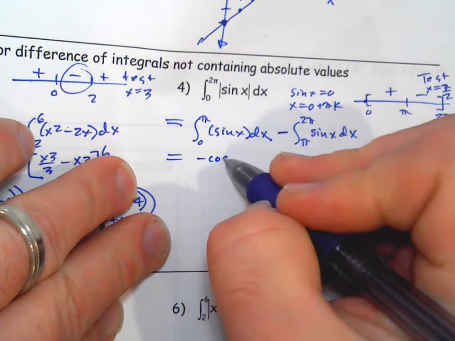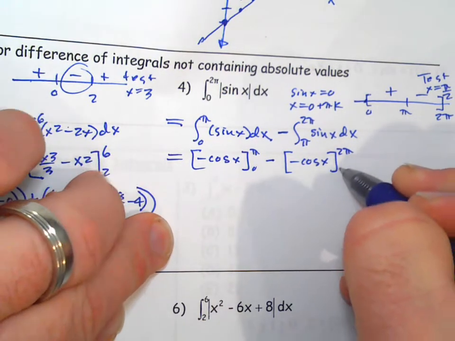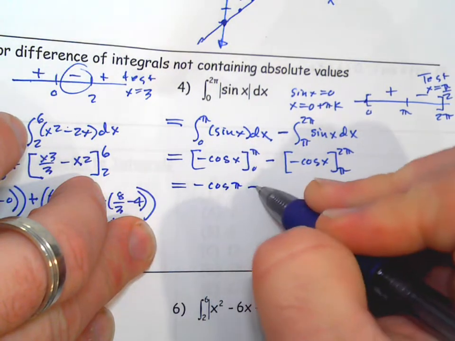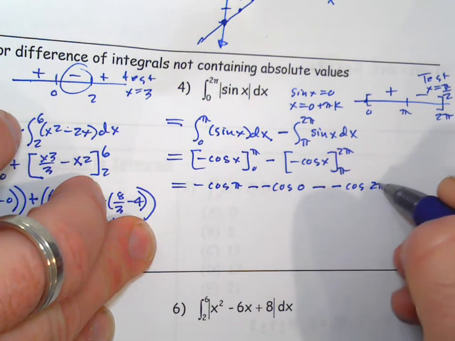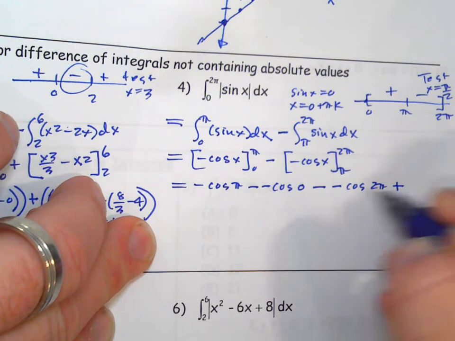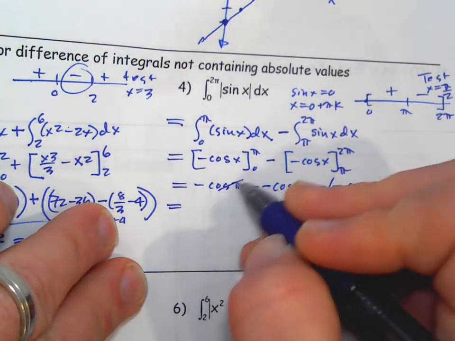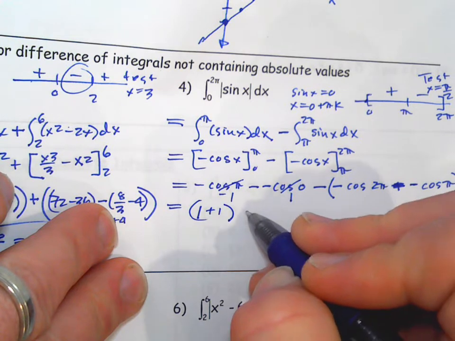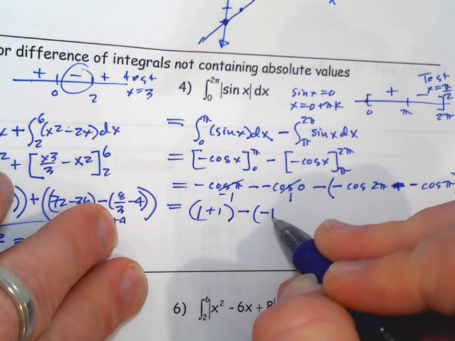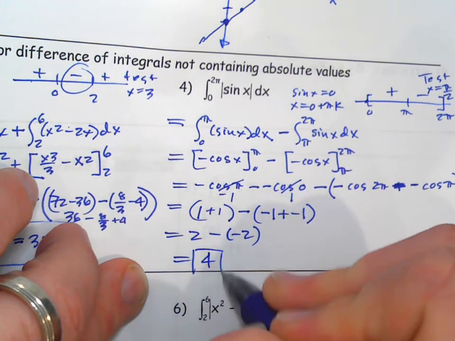So the antiderivative is giving me negative cosine. And the antiderivative here is going to be negative cosine. And so we get negative cosine pi minus negative cosine 0 minus negative cosine 2 pi. And then this is going to end up being plus. You could wait to do this. Say this is going to be minus minus cosine of pi. And just make sure you distribute everything good. Cosine pi is negative 1, so that's going to be positive 1. Cosine of 0 is 1. So that's going to be plus 1. And then minus, this one's going to be negative 1 plus negative 1. So that's going to be 2 minus negative 2 is 4. There you go.